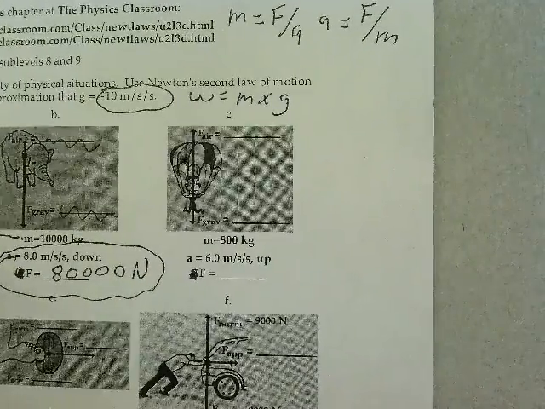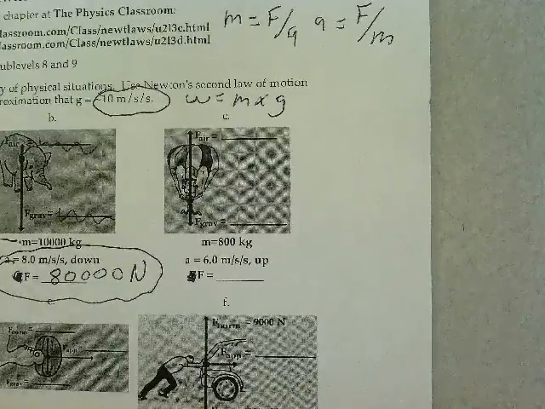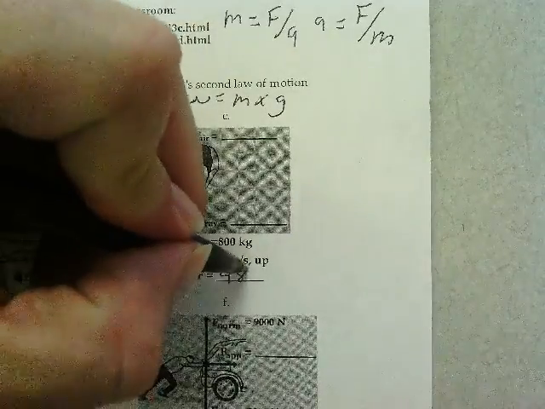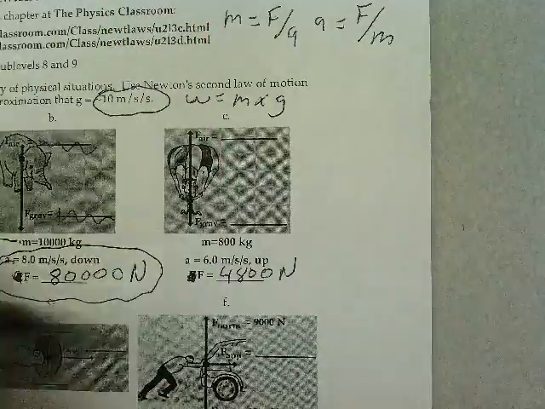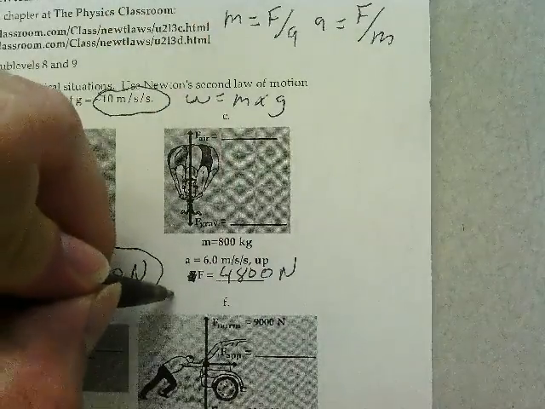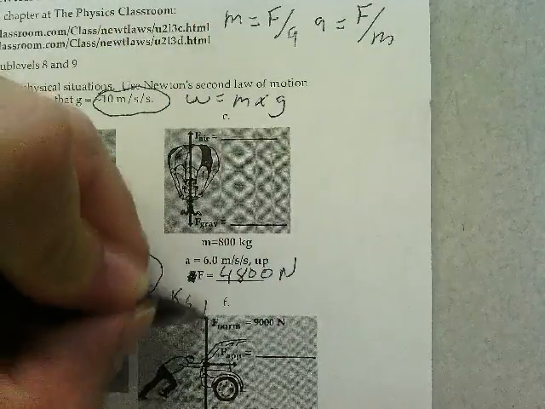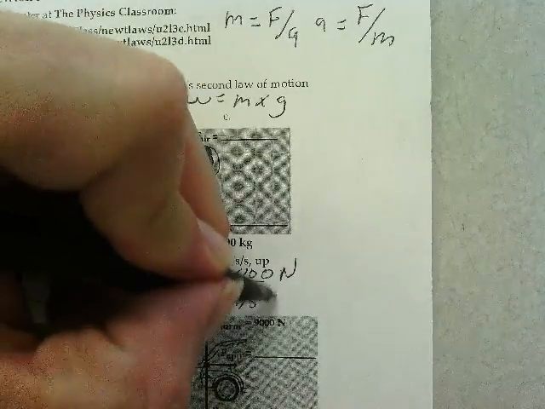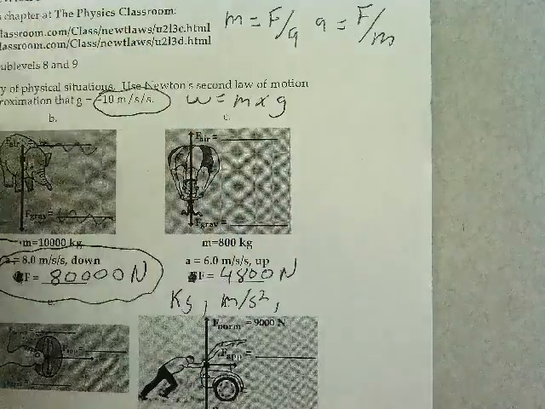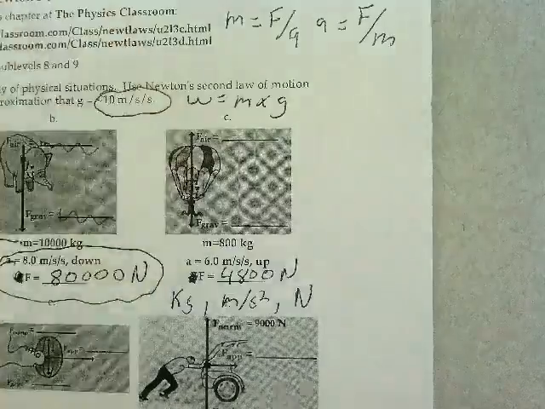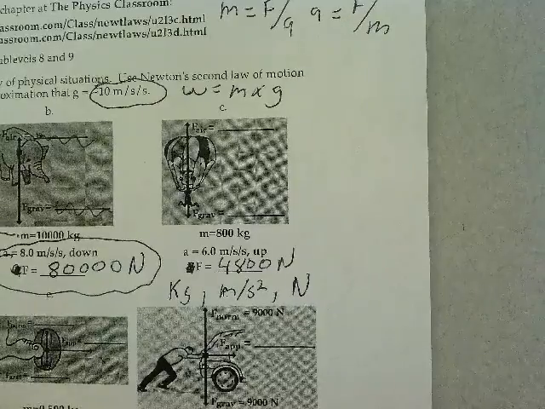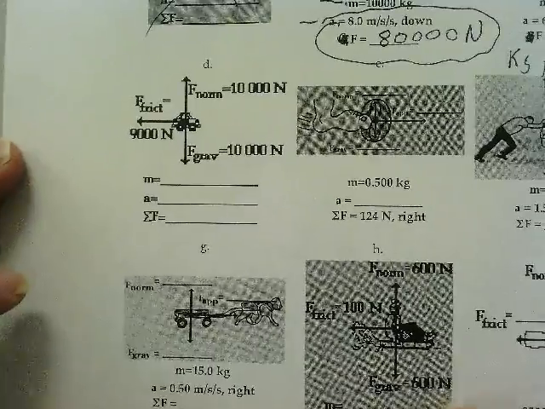All right, so we have mass, we have acceleration, so we just multiply them together. So 800 times 6 is 4,800 newtons. Now remember, the units for these are always kilograms for mass, meters per second squared for acceleration, and of course newtons for good old force.